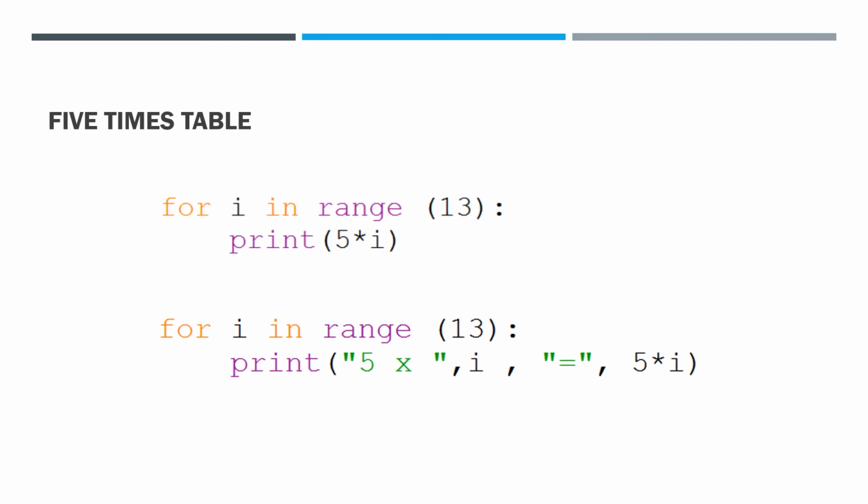Can you remember why I've put it up to range 13 rather than range 12? That's because the program always stops 1 before the stop value. So it will stop at 5 times 12, which is what we normally write when we're doing a 5 times table.